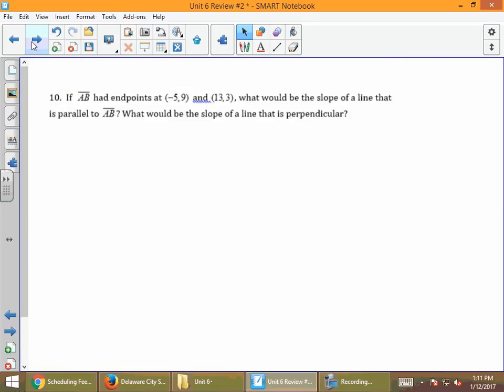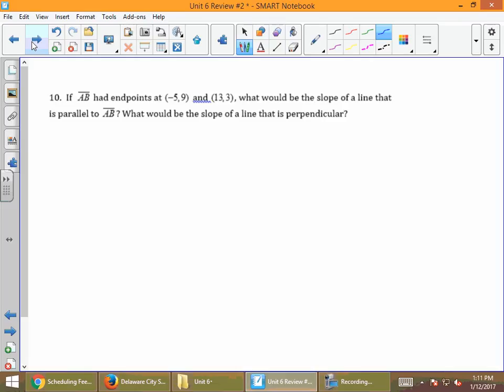Okay, let's move on to number 10. If we look at 10, since AB has endpoints at -5,9 and 13,3, what would be the slope of a line that is parallel to AB, and also what would be a slope that is perpendicular? Well, in order to decide what slope would be parallel and what slope would be perpendicular, we need to figure out the slope of our segment AB.